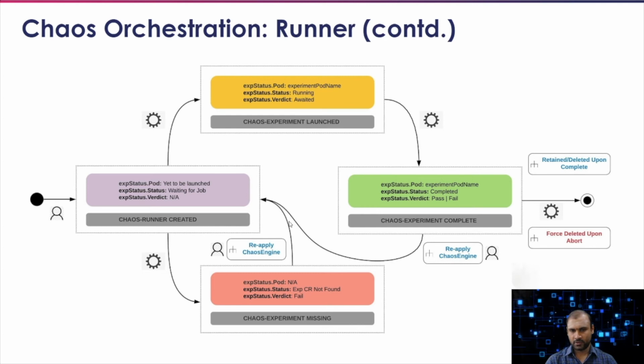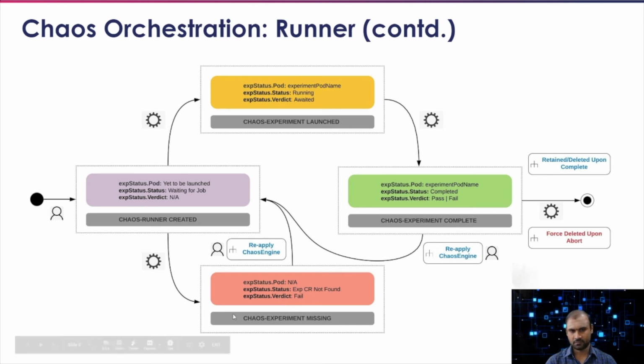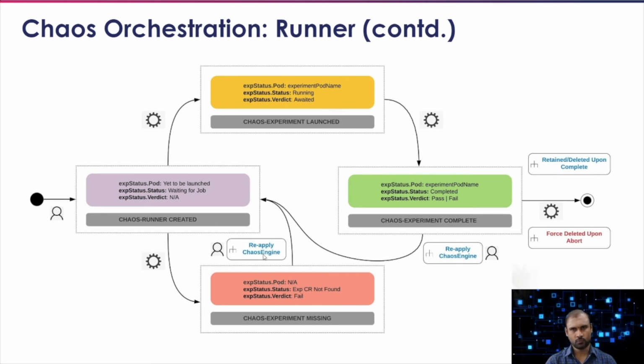It's also possible that your experiment CR might not be found. So when your runner is executed and it does not find the experiment CR to read from or get the attributes from, in that case, it's going to say the pod is not applicable. Your experiment CR has not been found. That is the status, and your verdict is fail. Your experiment run is fail, and your experiment is missing. That's what happens from this point if the experiment is missing. And if you reapply the chaos engine once again after you have pulled the experiment into that namespace, then the cycle is going to get started once again.